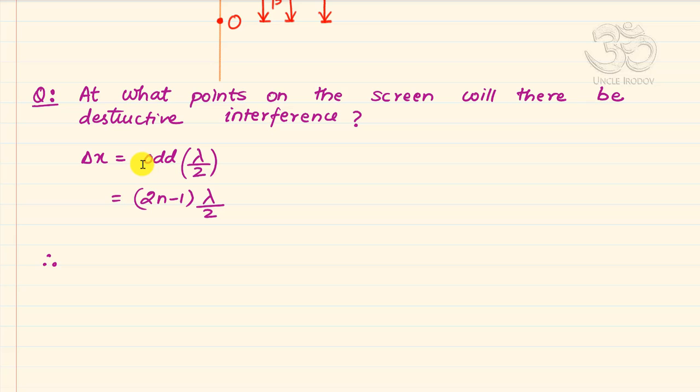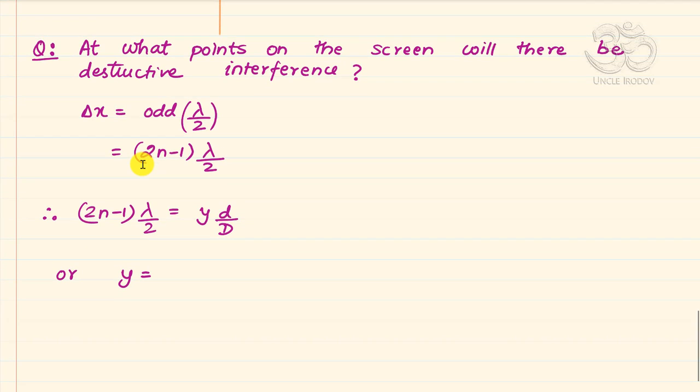So 2n minus 1 times lambda by 2 should be equated to y small d by capital D, or I'm going to get the values of y as (2n minus 1) by 2 into lambda big D by small d, which is (2n minus 1) by 2 times beta. And let's try to locate these points on the screen. So let's take the screen here and try to locate where those points will be.